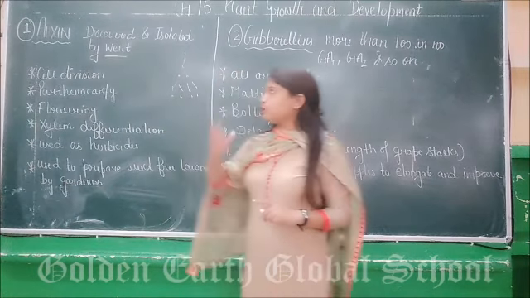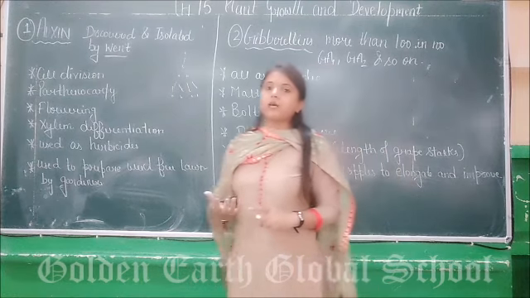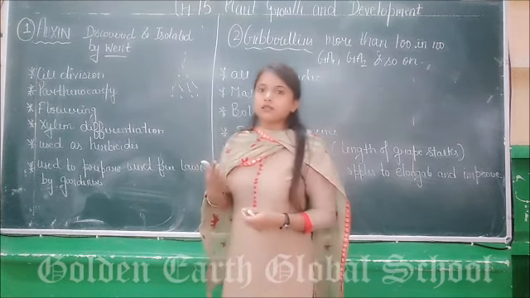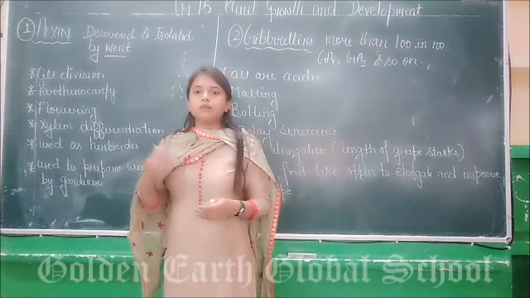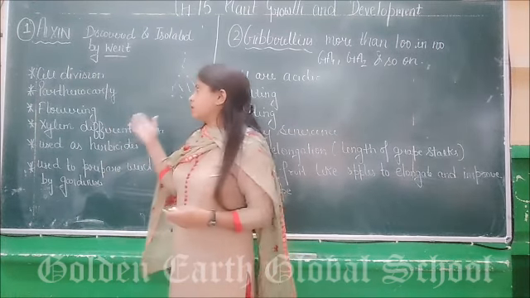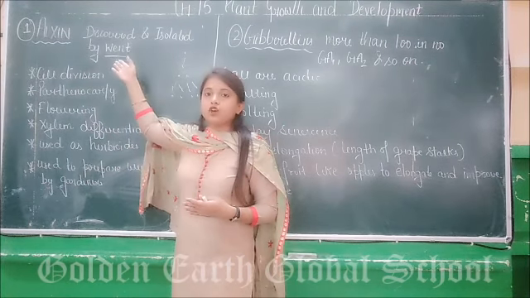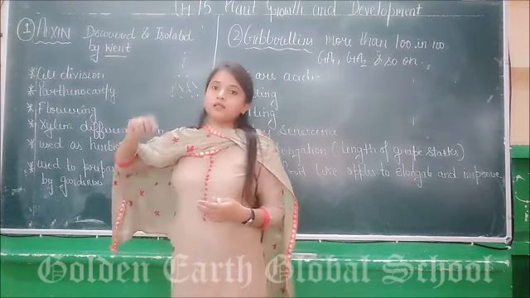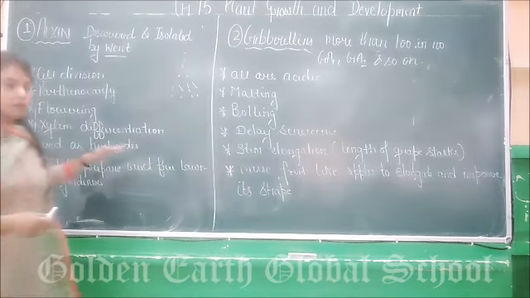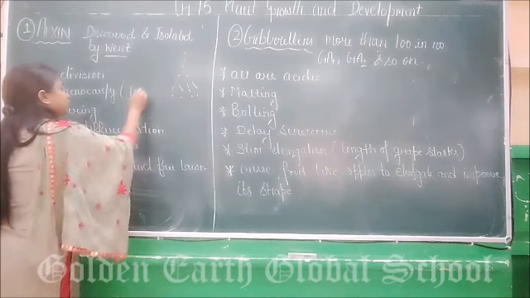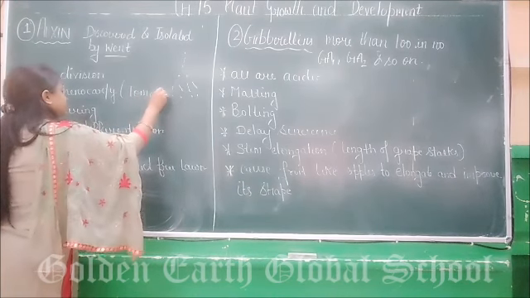Second, they induce parthenocarpy. Parthenocarpy means the production of seedless fruits, as in case of tomato. Many gardeners or farmers can use this method, or they can use the auxin, to produce the seedless fruits. This is mostly done in case of tomato.